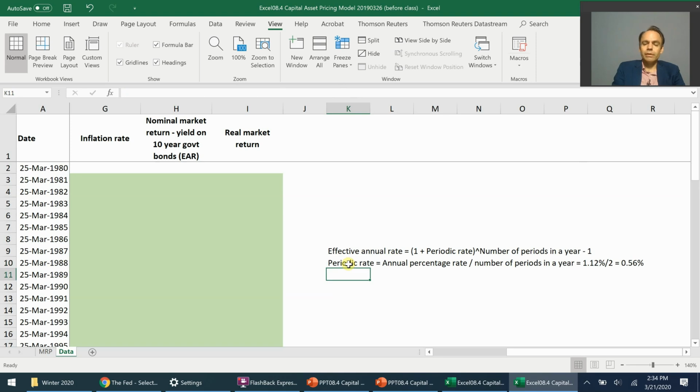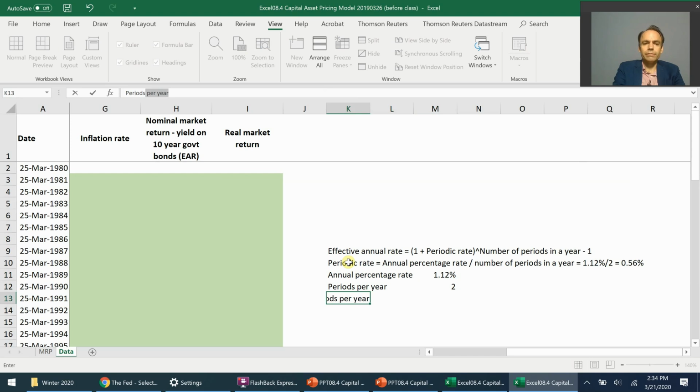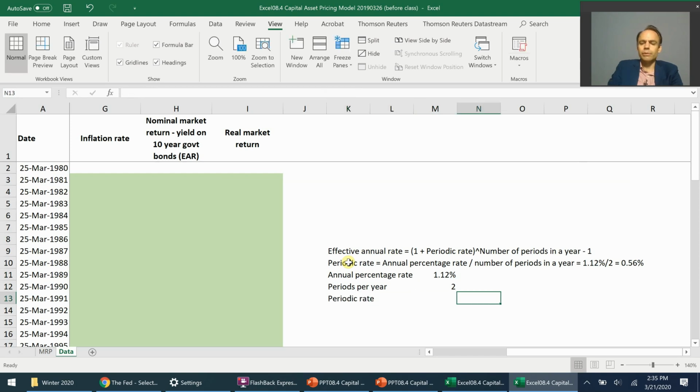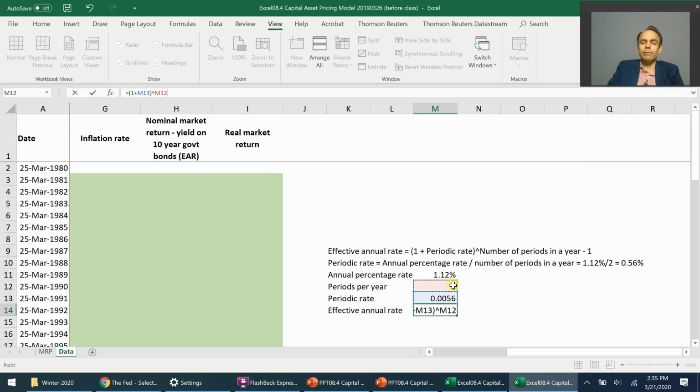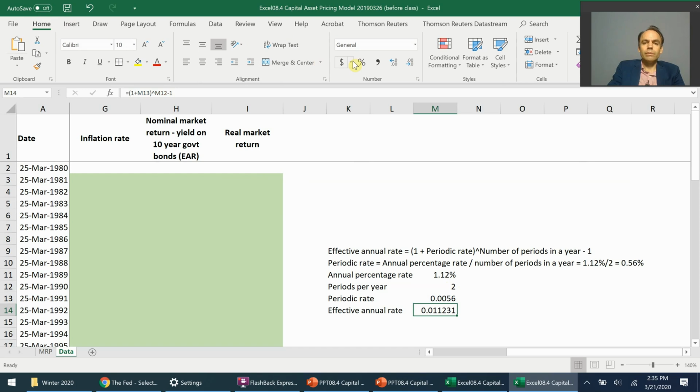So applying that to our computations, if I had an annual percentage rate of 1.12% and I had periods per year of 2, then the periodic rate is going to be equal to 1.12% divided by 2, and then the effective annual rate is going to be equal to 1 plus the periodic rate of 0.56% to the power of 2 minus 1, and that's 1.123%. So in this circumstance, because the interest rates are so low, the effective annual rate is very close to the annual percentage rate. It's just a little bit higher by 0.003% because of that half-yearly compounding.